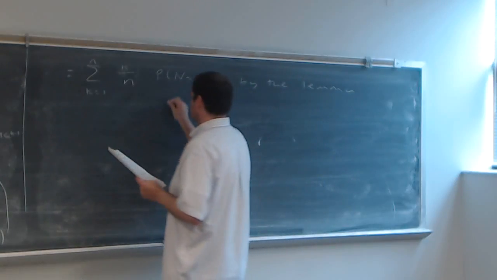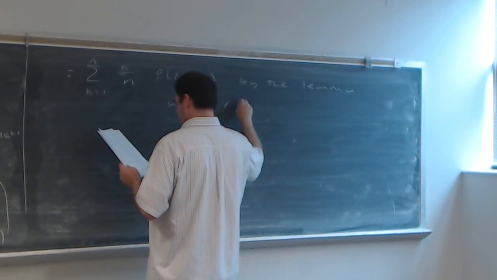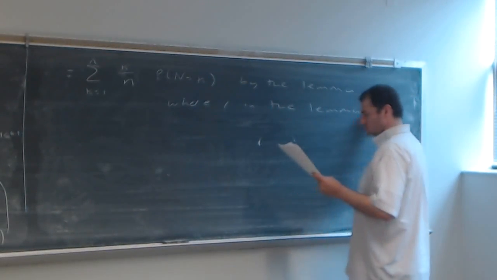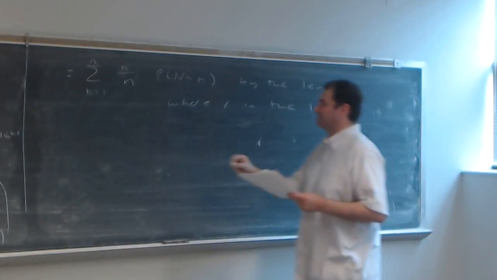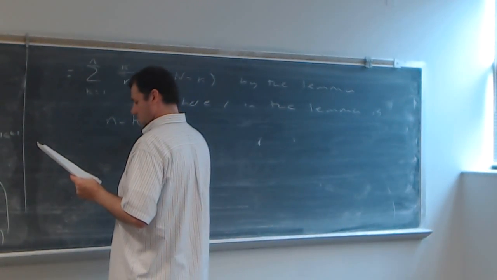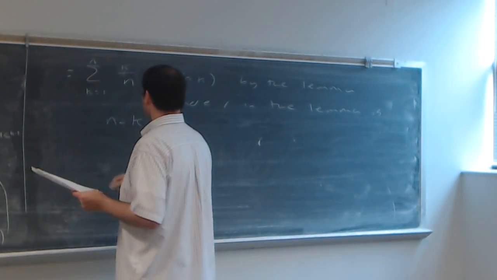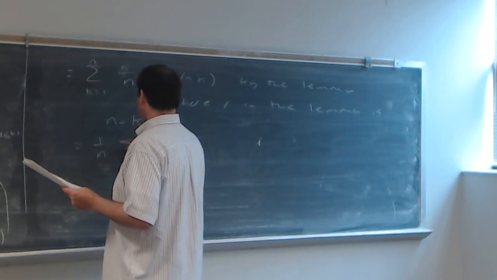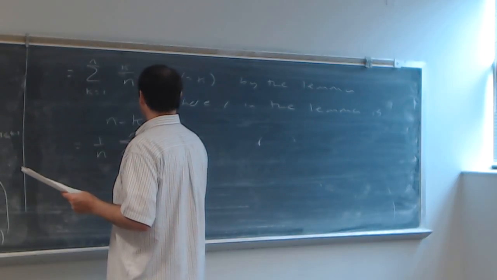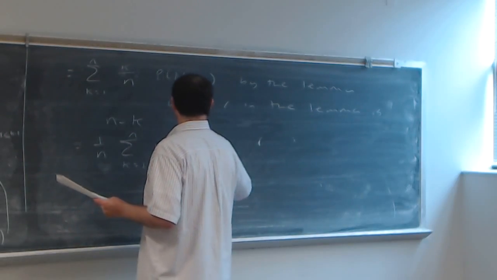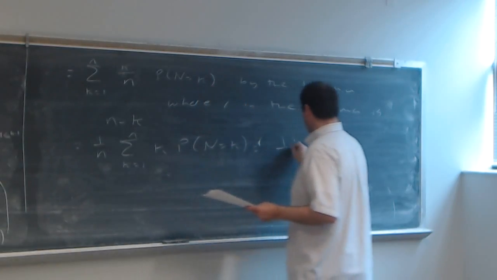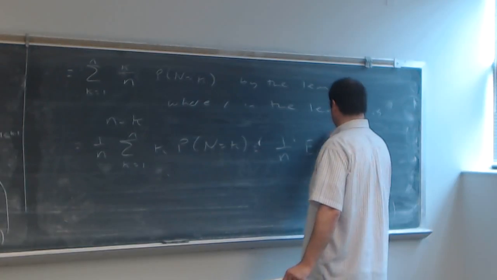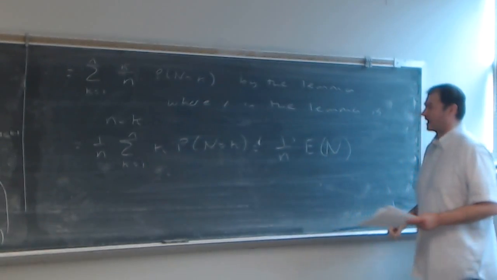And where, for our lemma, r in the lemma is n minus k. So this is equal to 1 over n times the sum as k runs from 1 to n of k times the probability that n is equal to k. And so that's nothing more than 1 over n. This part is just the expected value of n. So that's what we've got.